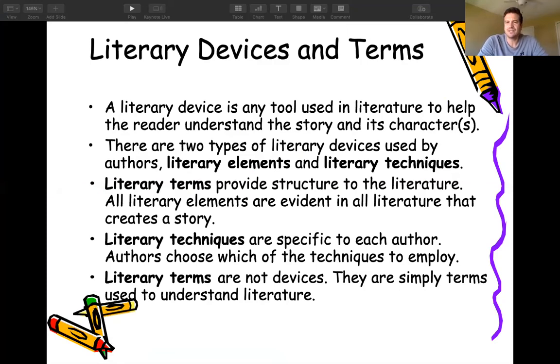Literary elements give us kind of structure to the literature, and all of the literary elements are pretty evident in all the literature that creates a story. Literary techniques are specific to each author. They choose which techniques they'll use. And terms aren't devices. They're simply words and definitions that help us understand the literature.